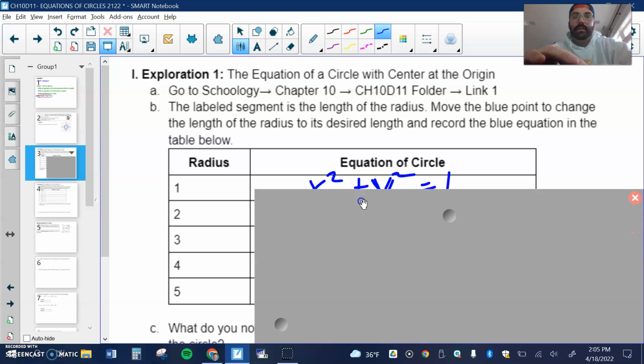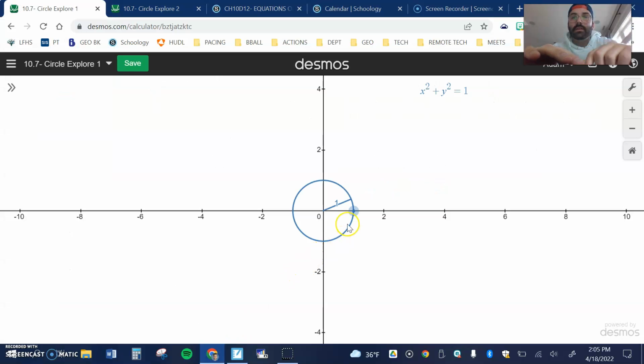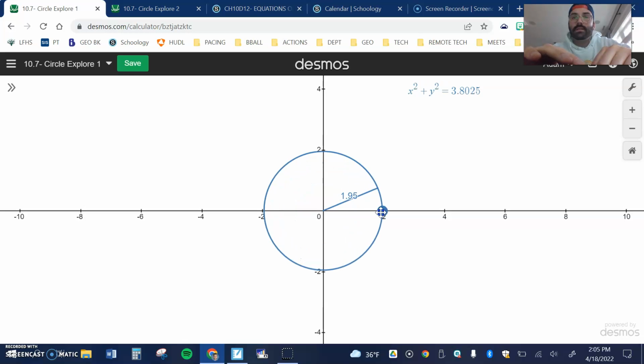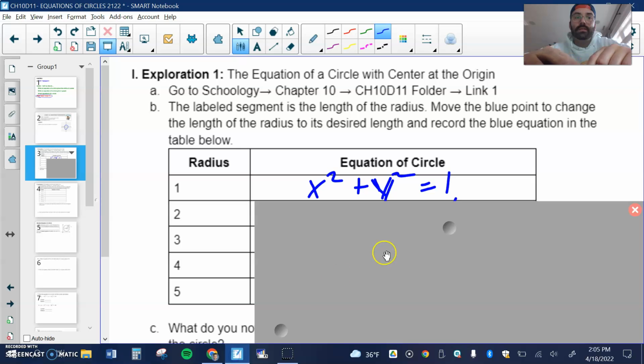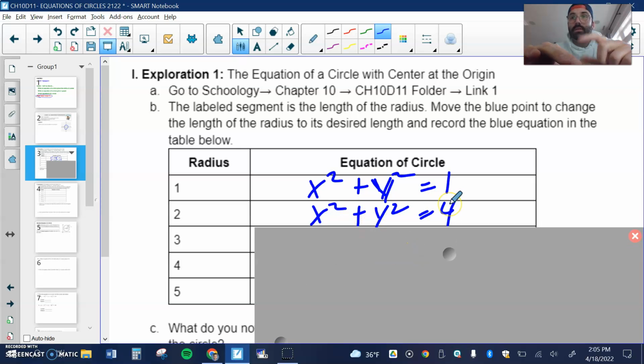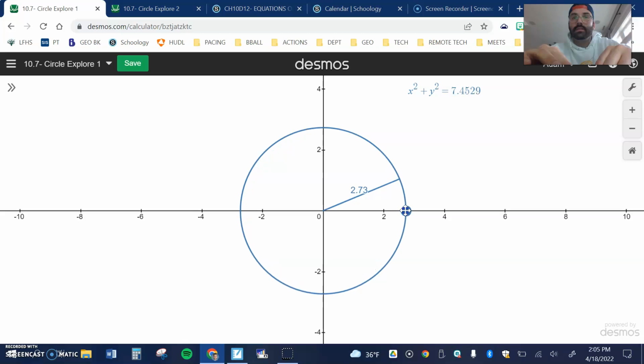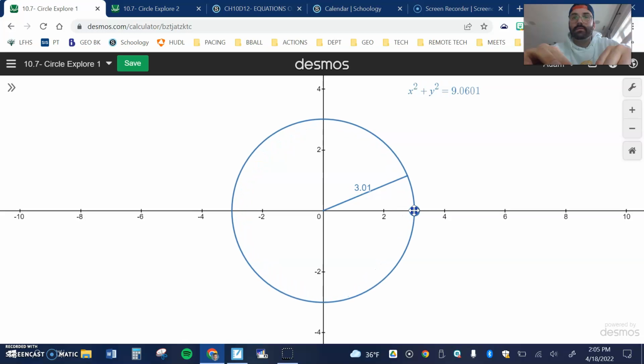So I wrote that down. Boom. X squared plus y squared equals 1. Same process with the radius of 2. There's the equation. So let's write that down. X squared plus y squared equals 4. There's a pattern I'm trying to get you guys to recognize. So hopefully you start to see it soon.